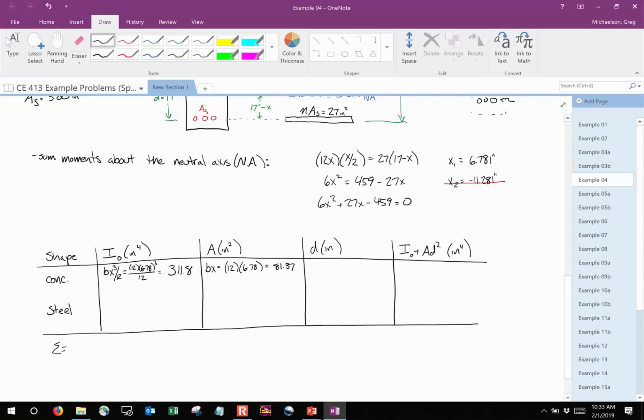Okay. And then the depth. What's the depth? Now here's the thing. What is that D value? It is the distance from the centroid of the whole thing to the centroid of that block. So how far is it from the neutral axis of the whole thing to the centroid of that block? It's x over 2, right? We know where the centroid of the whole thing is, so how do you get to the centroid of that block? Just halfway up, right? So it's just x over 2. And so that is 3.39.